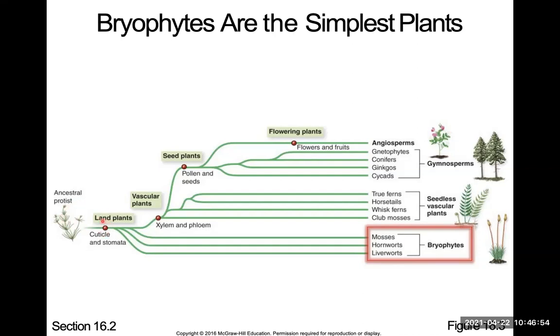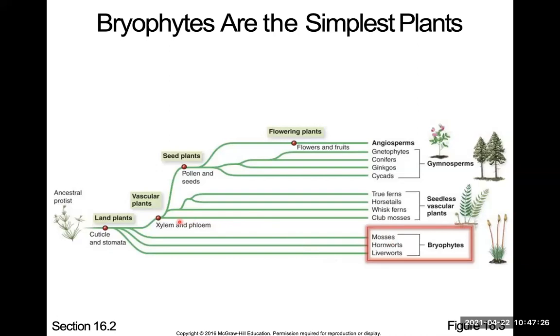First adaptation was cuticle and stomata. Stomata, if you guys remember, allows for gas exchange. That's how they get the carbon dioxide and they release oxygen through stomata. It's an opening. Hopefully you guys remember that. And the plants that got the adaptation were bryophytes. Bryophytes include mosses, hornworts, and liverworts. I'm going to show you pictures of these, and you will have to identify these on the exam.